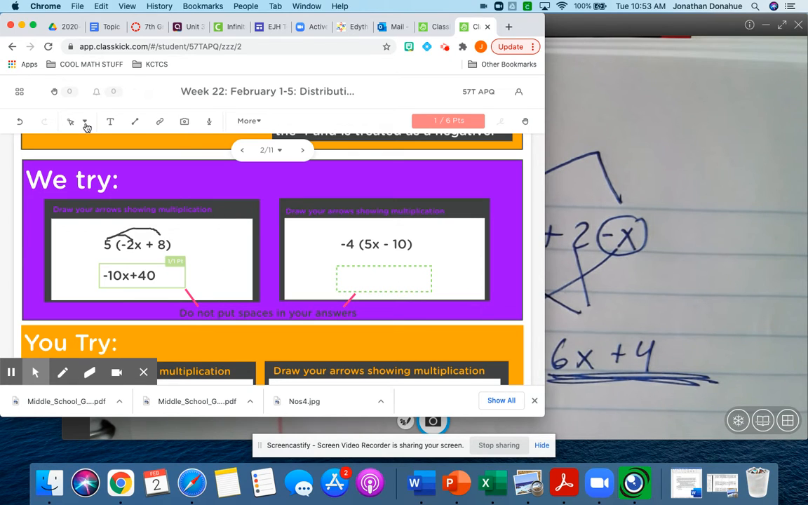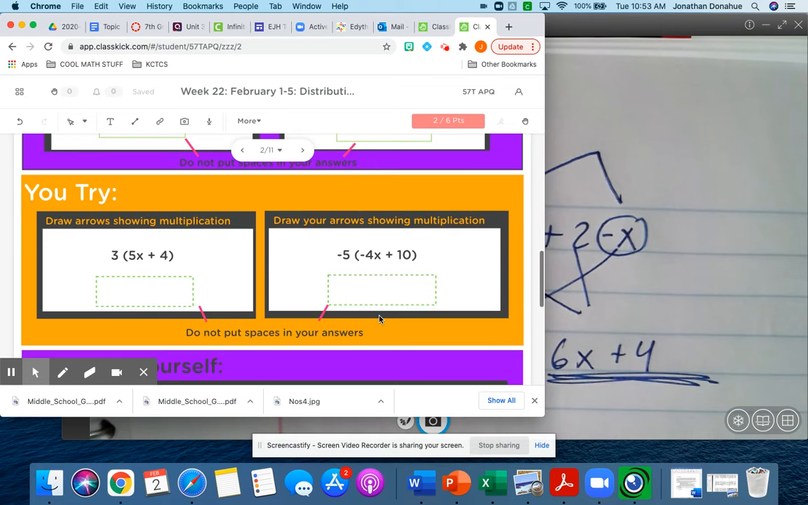Let's take a look at the second one. I'm going to grab my mouse, go -4 times 5x, and then -4 times -10. Take our time here because we want to make sure that we don't do anything goofy. -4 times 5x is -20x. Negative times a positive is a negative. Now, careful here. -4 times, and remember, we're treating this entire number, oops, let's undo that. Thought I grabbed the highlighter. We're treating that 10 as -10. So -4 times -10 would be positive 40.